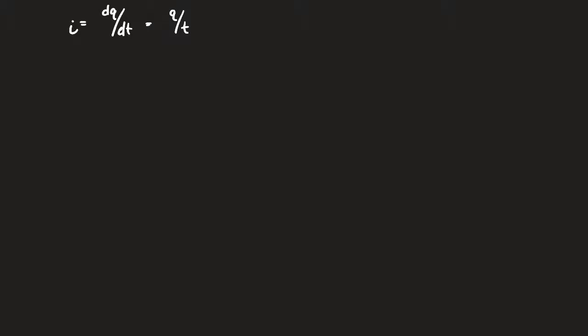Now, I'd also like to, at the same moment, define something called the current density, capital J, which is defined as the current per unit area.